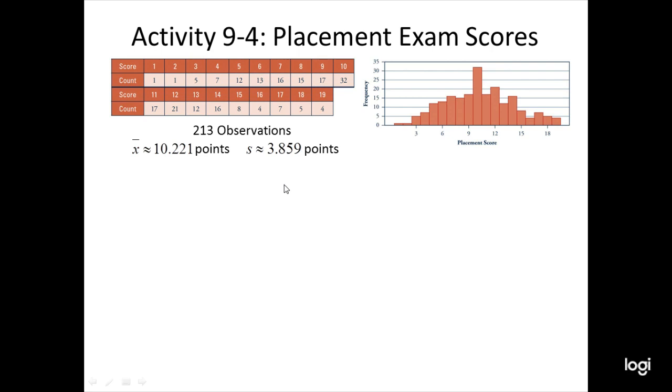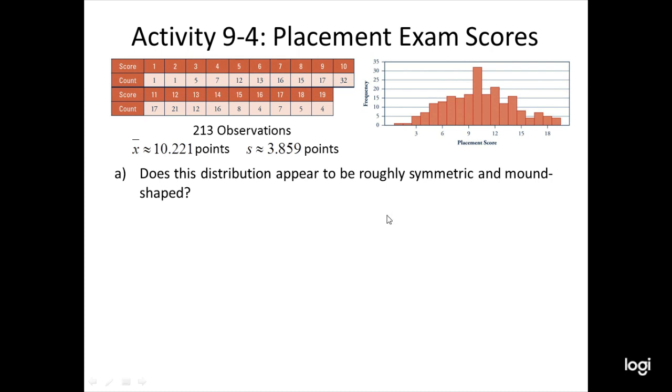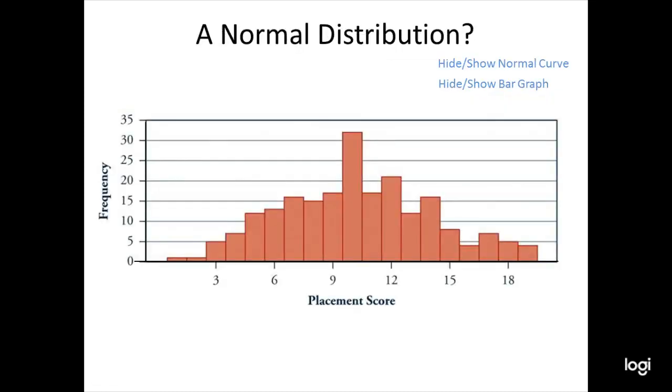All right, so first question, almost rhetorical. Does the distribution look like it's roughly symmetric and mound-shaped? It's not perfect, but if we look at it, you can kind of put a normal curve on that. It's got some bumps on it, but roughly it's got that symmetric and mound shape to it. We never get the perfectly smooth distribution. This one's not bad.